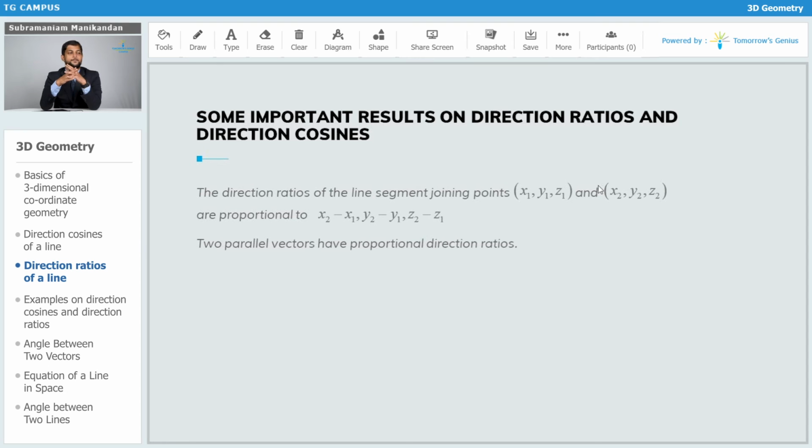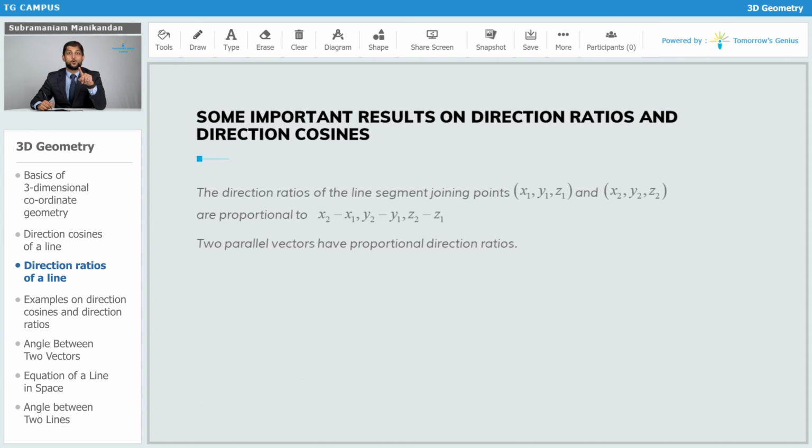Let's look at it. The direction ratios of the line segment joining the points x1, y1, z1 and x2, y2, z2 are proportional to the difference of their respective x, y and z coordinates. That is x2 minus x1, y2 minus y1, z2 minus z1. Two parallel vectors have proportional direction ratios. Yes. And of course, they'll have exactly the same direction cosine values.